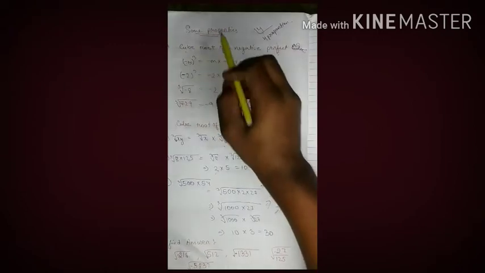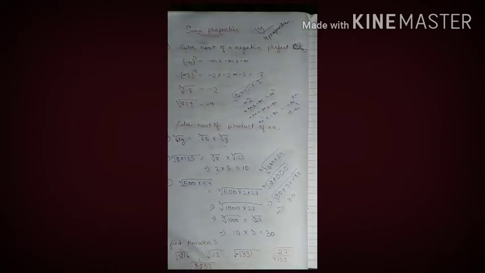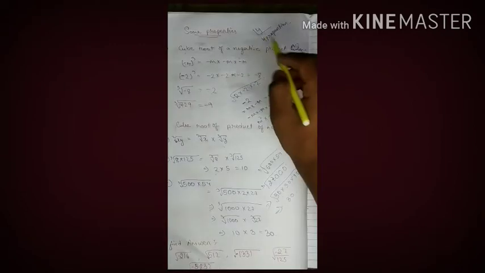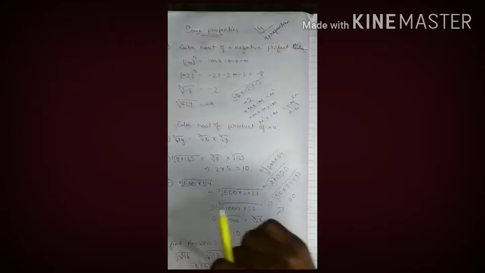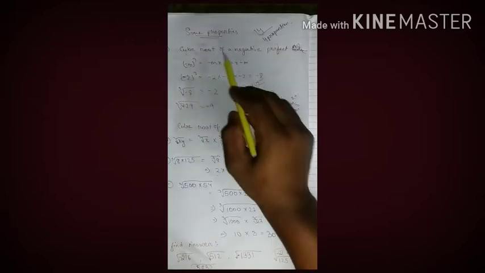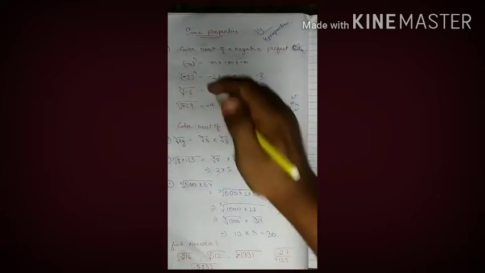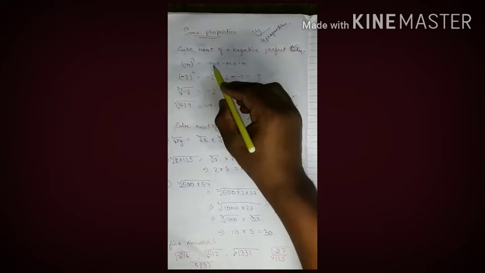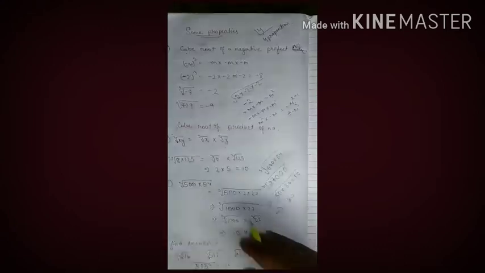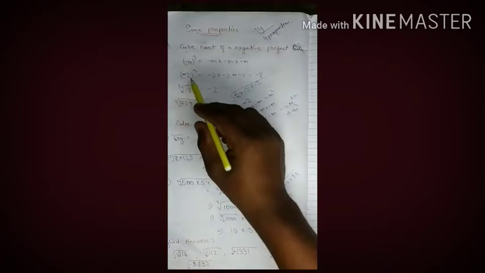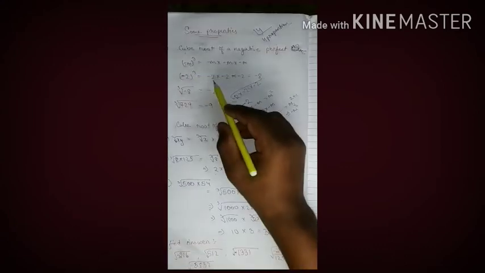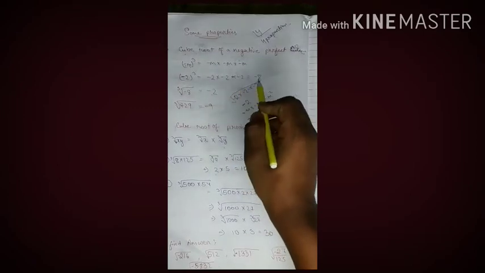See, I will tell you some properties about cube and cube root. There are 4 properties. First property, the cube root of a negative perfect cube. How will we find it? See here, minus m cube is minus m into minus m into minus m. Minus 2 cube is minus 2 into minus 2 into minus 2, which is minus 8.